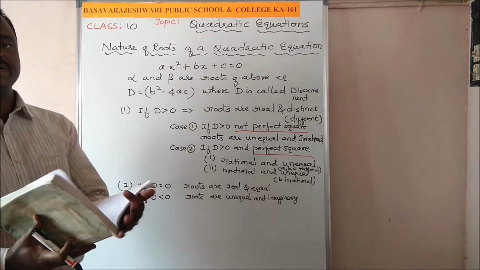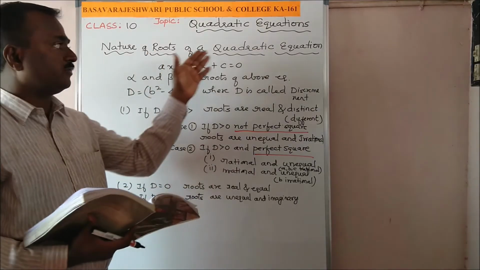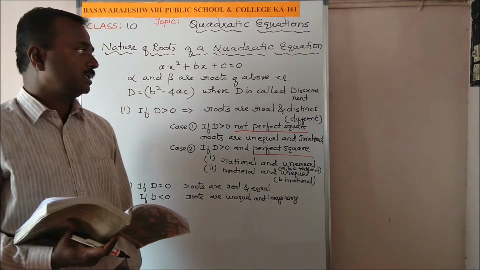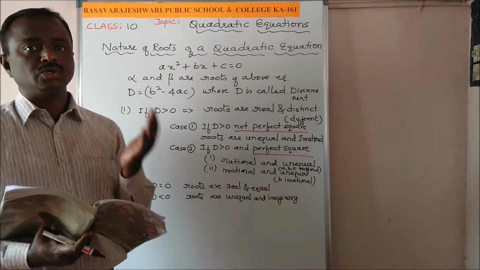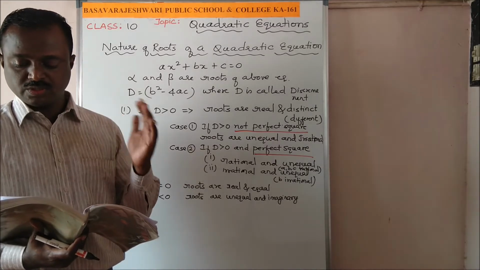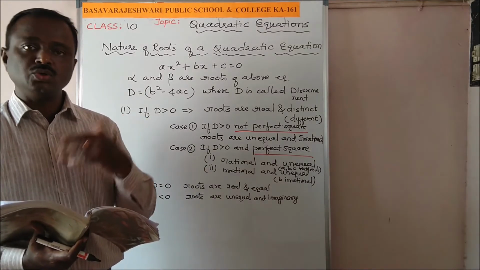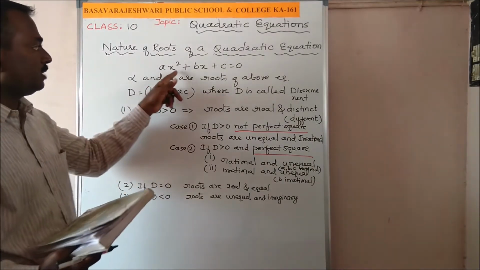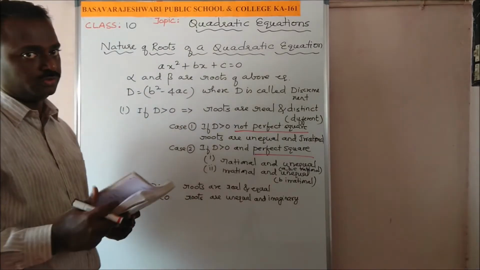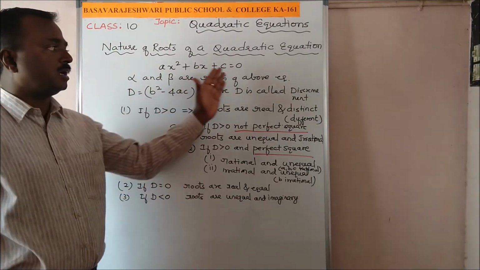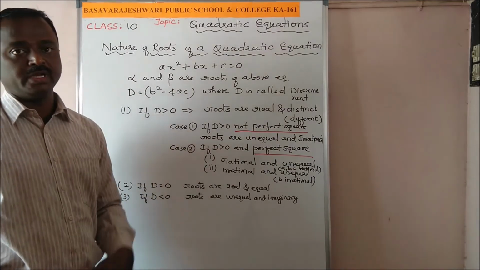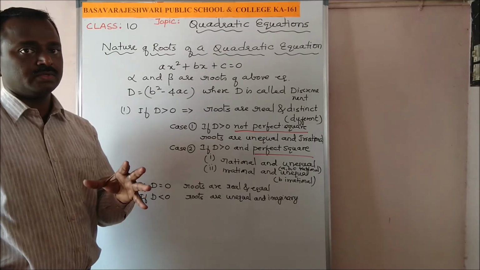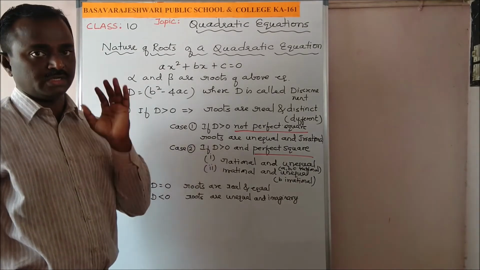So we come to the next topic in this chapter, that is nature of roots of a quadratic equation. How can we decide whether they have one root or two roots, or one solution or two solutions or no solution? So we have quadratic equation ax square plus bx plus c is equal to 0. Think that alpha and beta are roots of the equation. Which decides the nature of the roots of the equation?